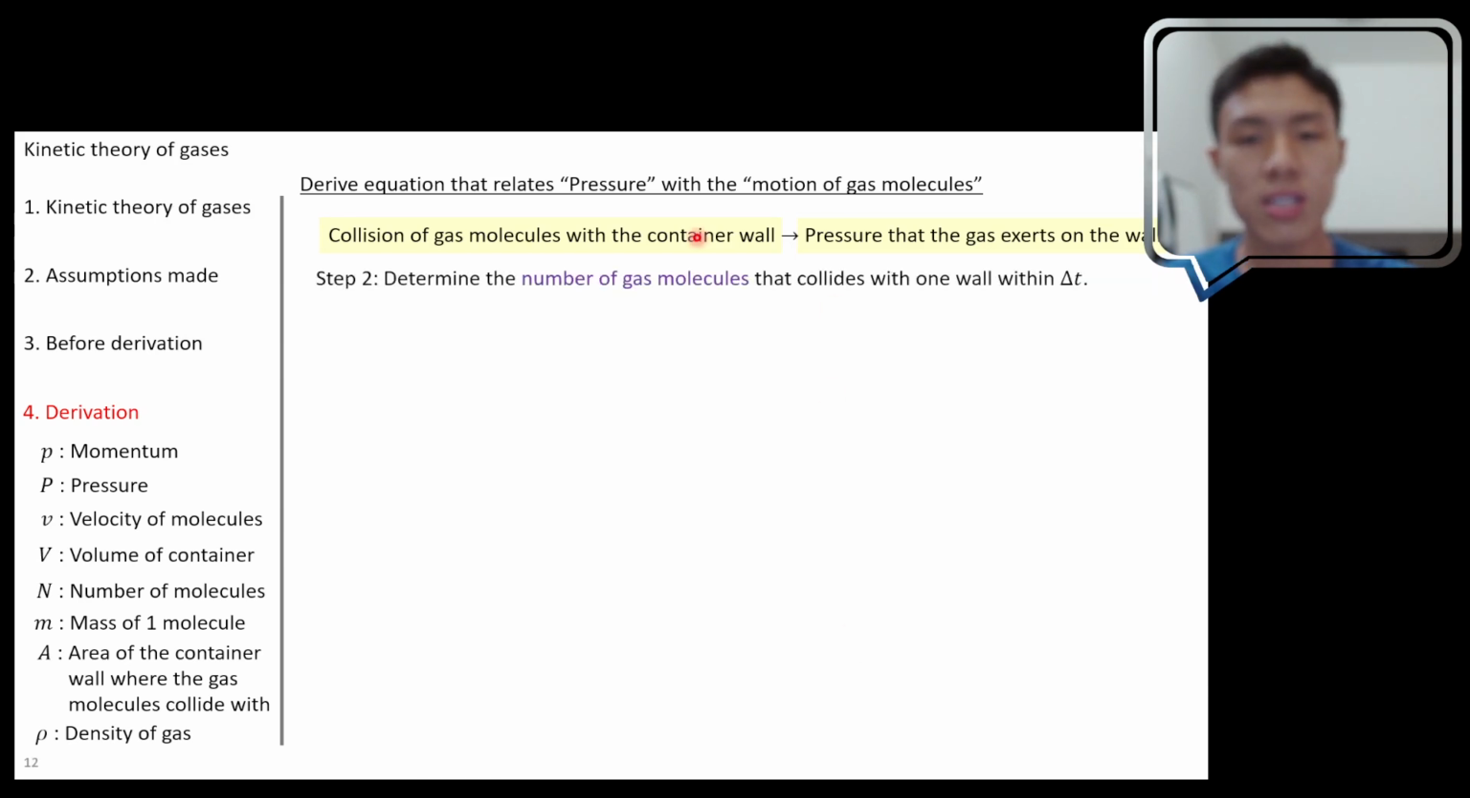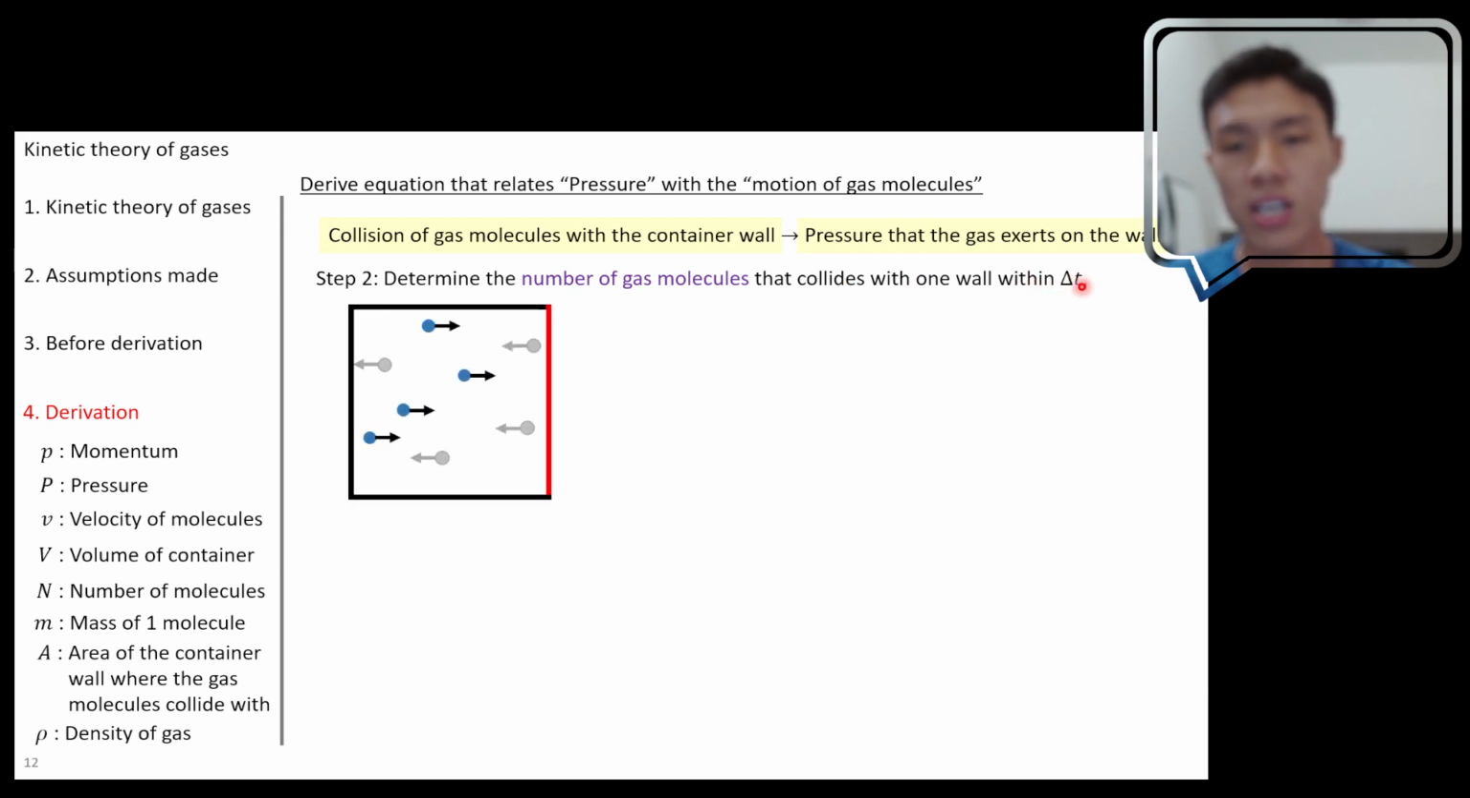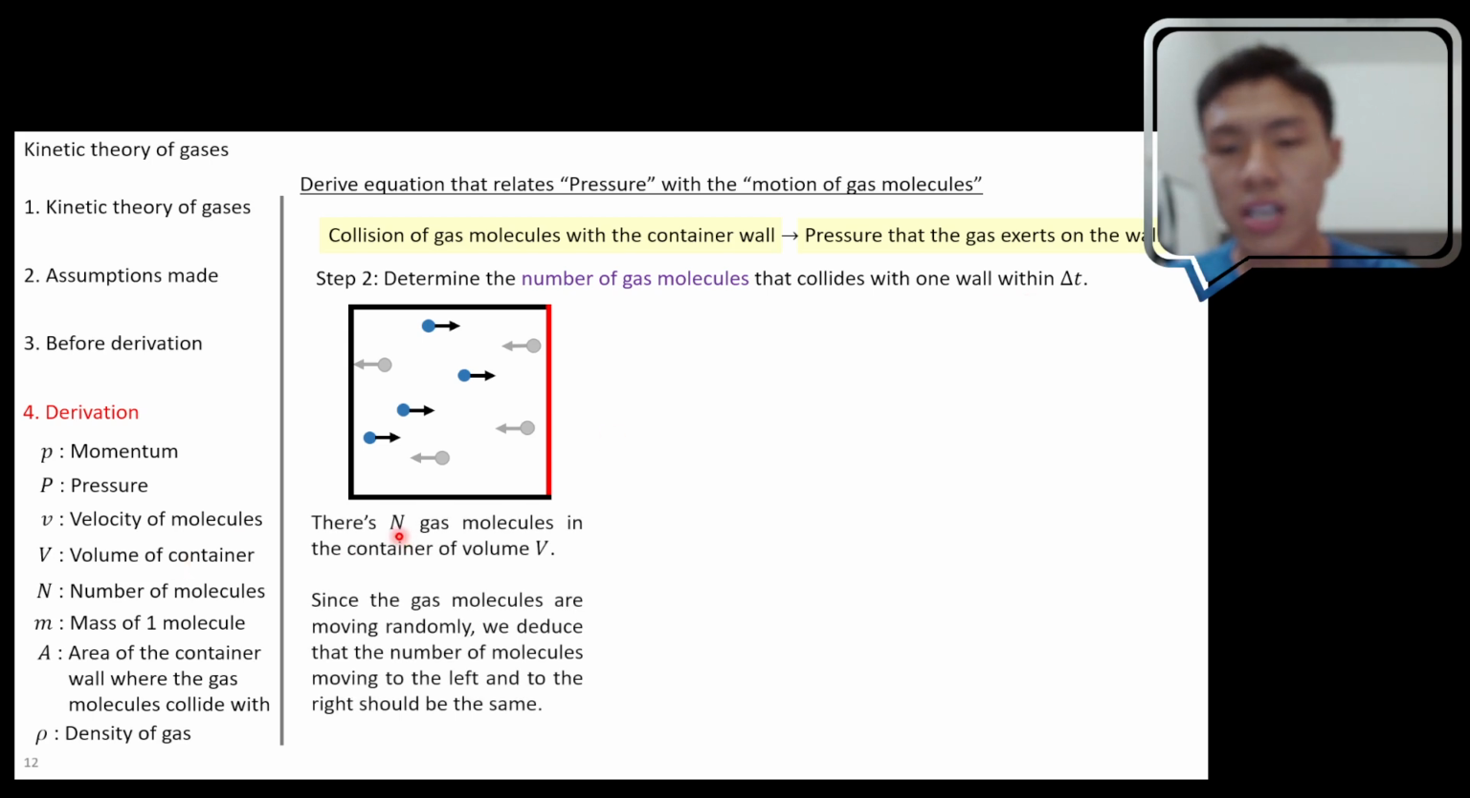Step 2, we determine the number of gas molecules that collide with the wall within this short amount of time, delta t. So this is the wall that we're interested in. We want to study how many gas molecules are going to collide with this wall within a short amount of time. There are N gas molecules in the container of volume V, so this is the total number of gas molecules, big N. Since the gas molecules are moving randomly, we deduce that the number of molecules moving to the left and to the right should be the same.